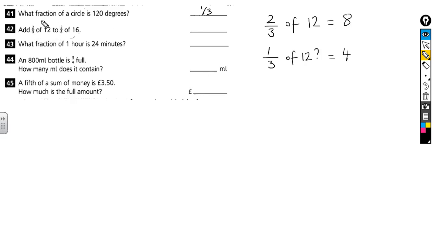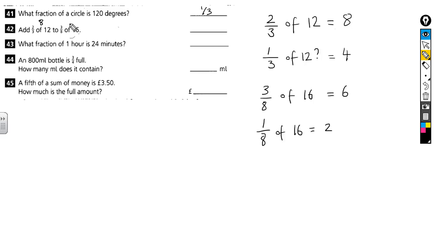So that's the first bit. Add 2/3 of 12, that's 8, to 3/8 of 16. If I want to find 1/8 of 16, I need to divide 16 by 8. What does that give us? That gives us 2. So 1/8 of 16 is 2. What's 3/8 of 16? Well, that must be 2 times 3, which gives us 6.